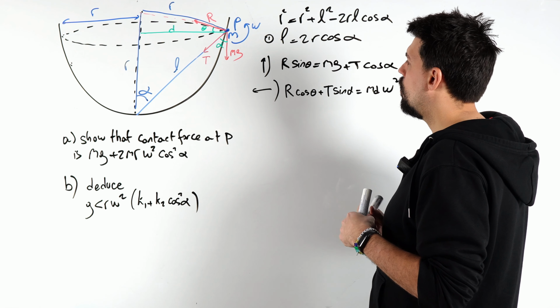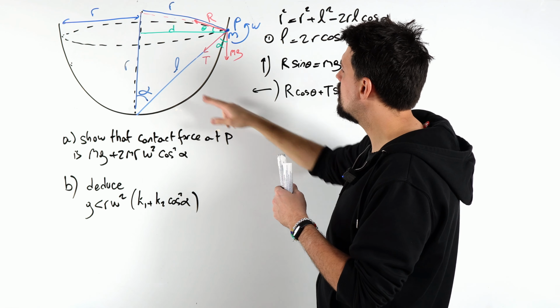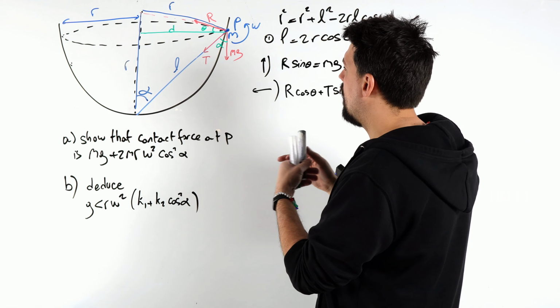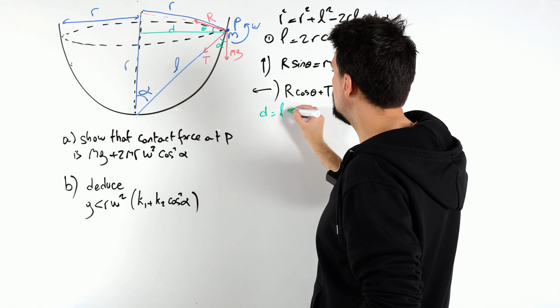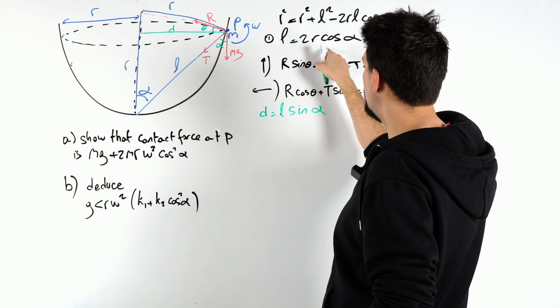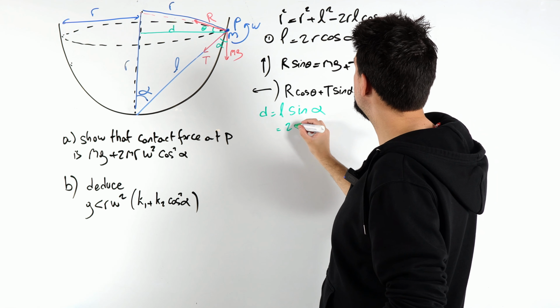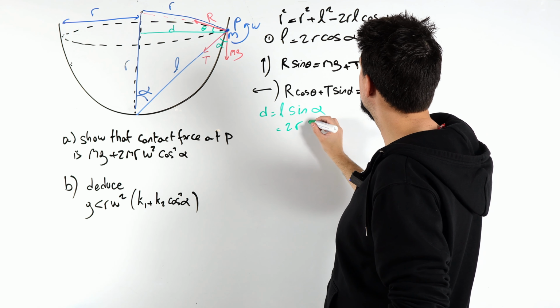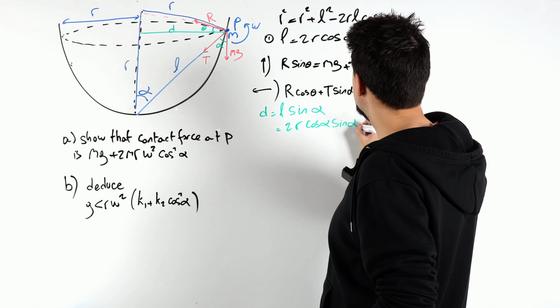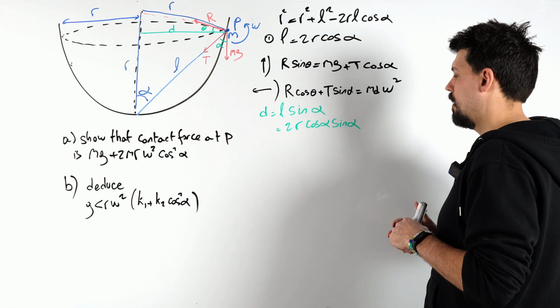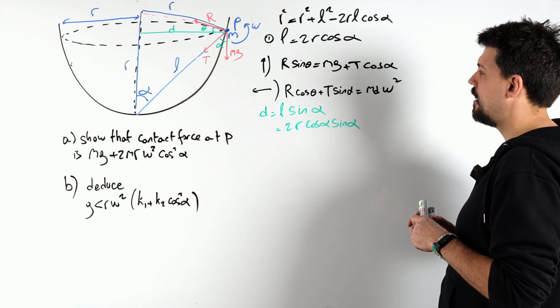So what could I do? Bit of geometry here. D is L sine alpha, and L we've got up here. So there's 2R cos alpha sine alpha. Okay, that's quite nice.